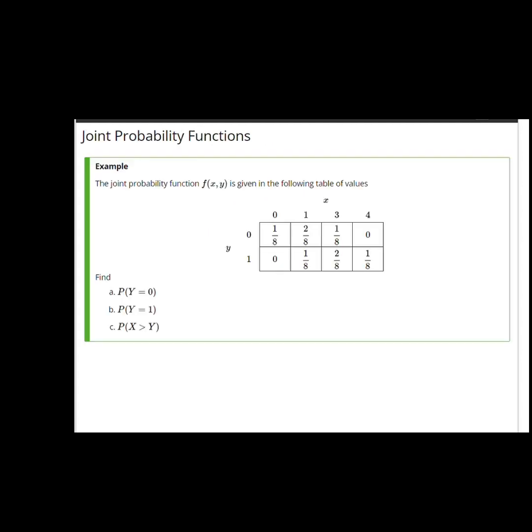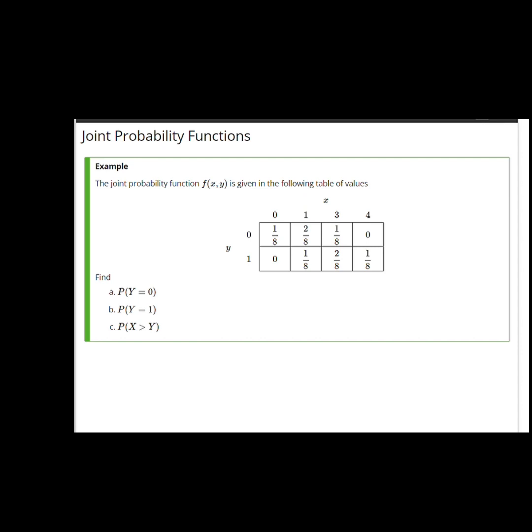Joint probability functions. Rather than provide a formula for the function f of x, y, it's common to give a joint probability function in terms of a table of values, as below. So, for example, when x equals 0 and y equals 0, f of 0 comma 0 is equal to 1/8, according to this table. Here, x can take the values 0, 1, 3, and 4, and y takes the values 0 or 1. The pair of values x equals 0 and y equals 1 has probability 0, for example.